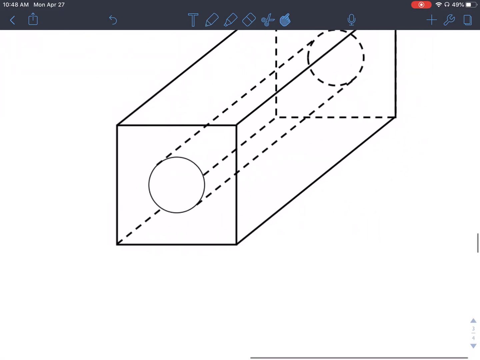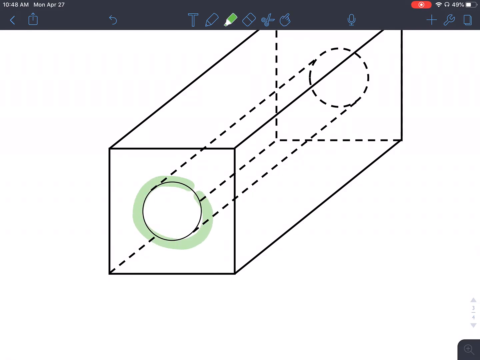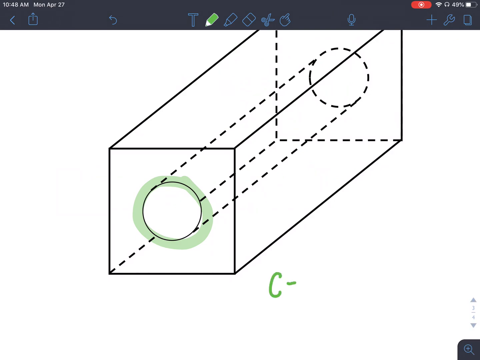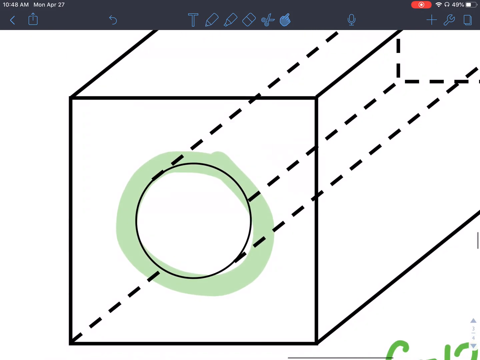I know that my circumference is 12 pi. Well, that can help me find the radius since I know the circumference is 2 pi r. If I go ahead and divide both sides by 2 pi, now I know my radius is going to be 6. And that's actually what I'm going to label here.